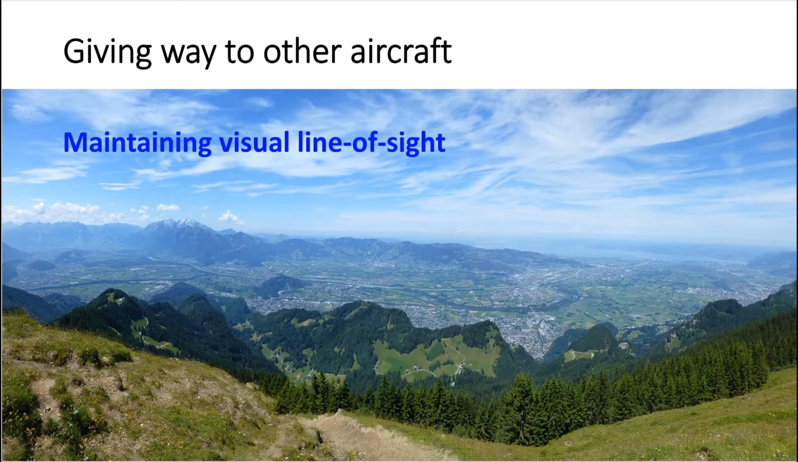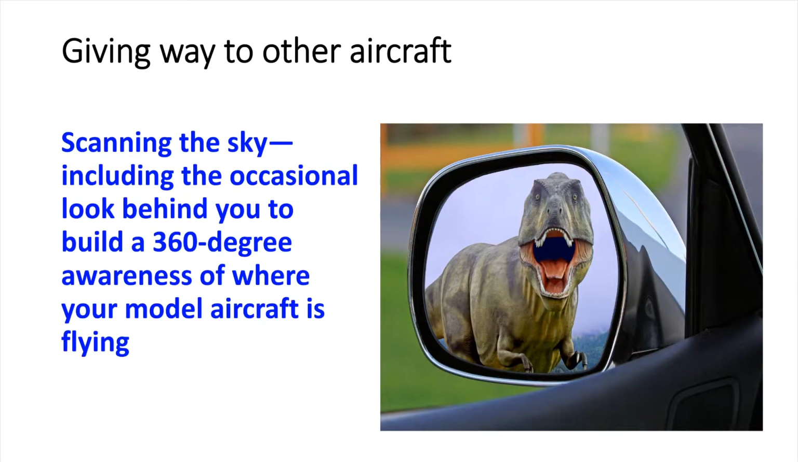To improve reaction times and initial responses when giving way to other aircraft, there are things we can do. First, maintain visual line of sight with your model aircraft. Doing this helps build a continual awareness of the surroundings and the situation. Next, build a 360-degree awareness of the sky, so occasionally take a look behind you.